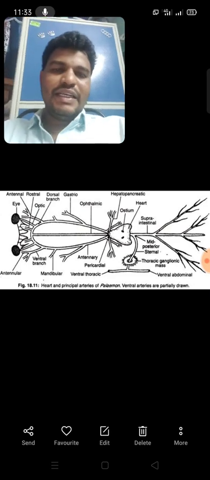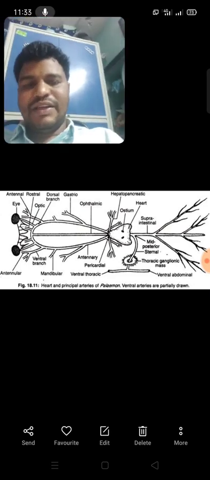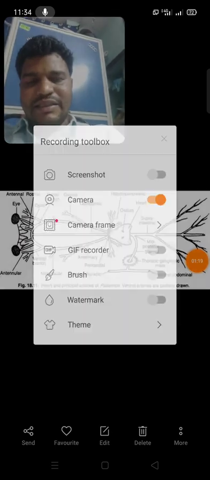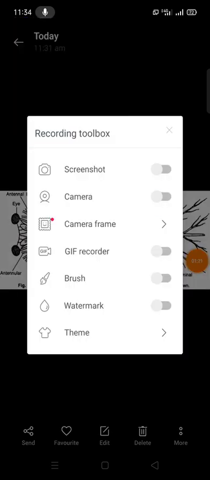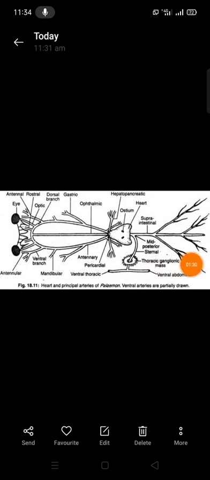First one is the blood. The blood of the prawn is blue in color. It is a fluid tissue. The blood consists of plasma and blood cells.